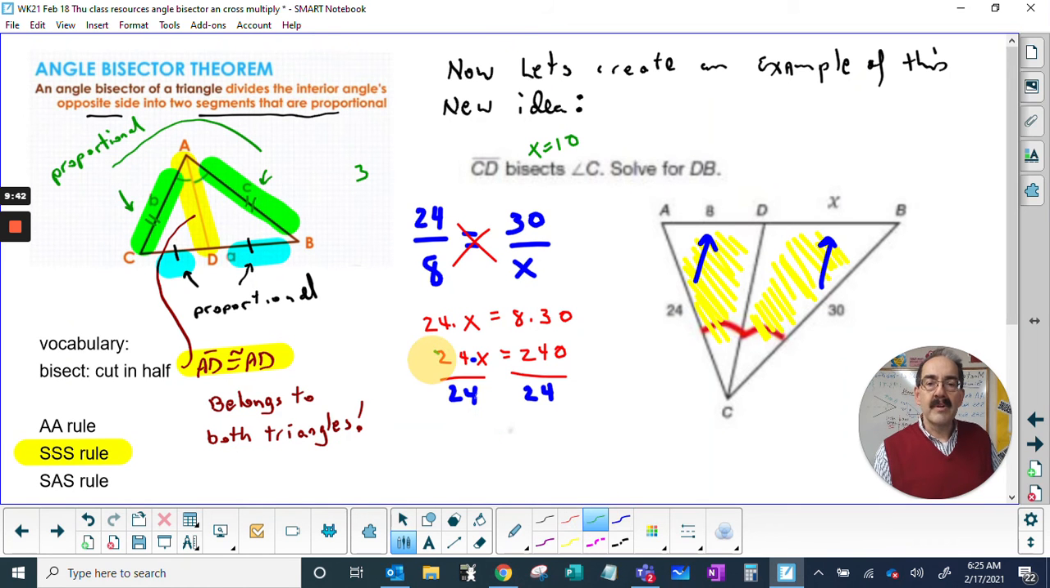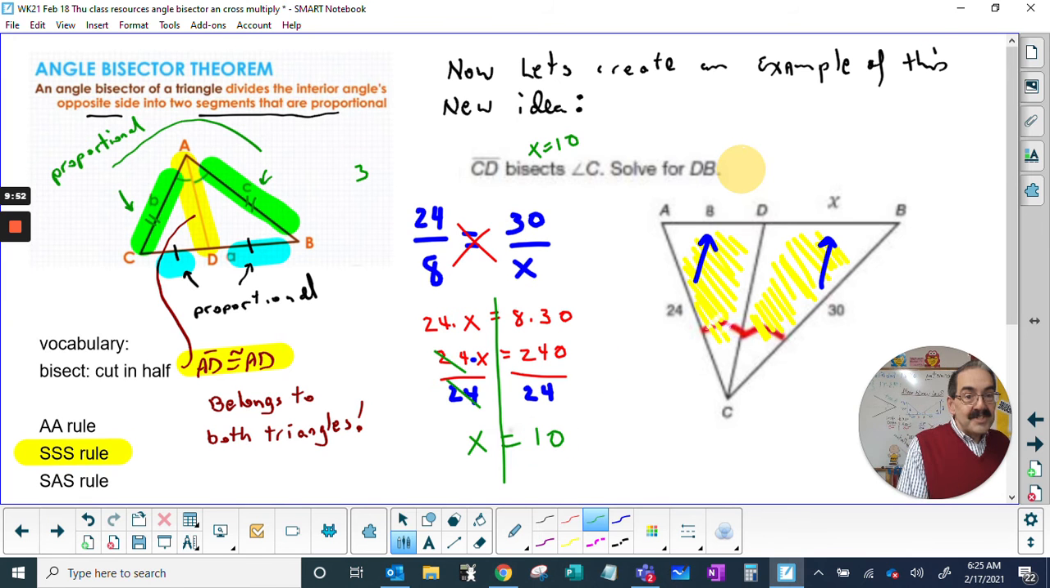24 divided by 24 is 1. And X is indeed equal to 10. Now in this case, did you see the factor? Okay. Now you can go the other direction. If it made more sense because of the drawing to go this way, there's nothing wrong with that. We still get the same answer. Let's just do that real quick.